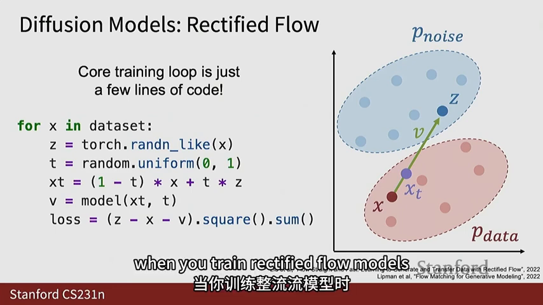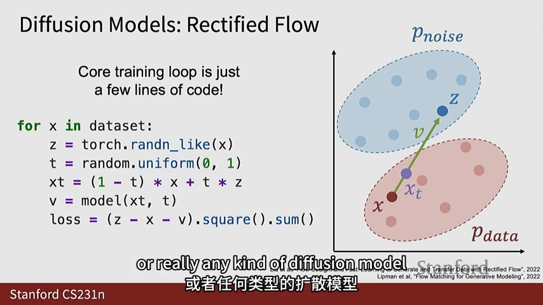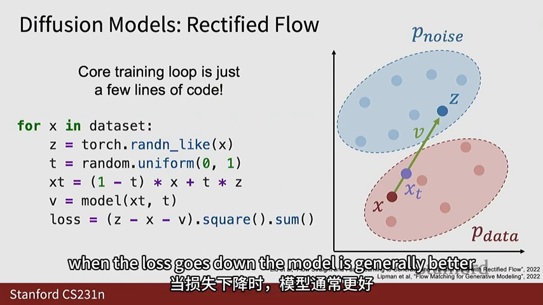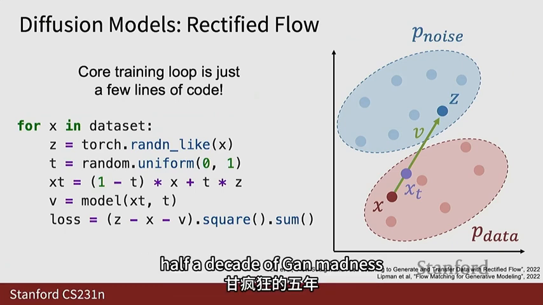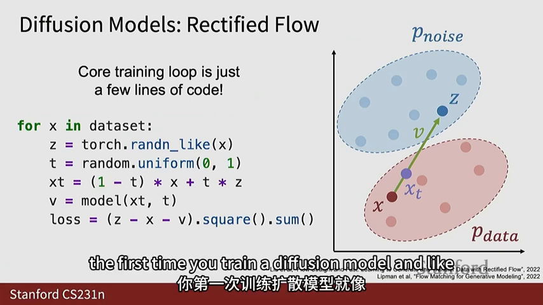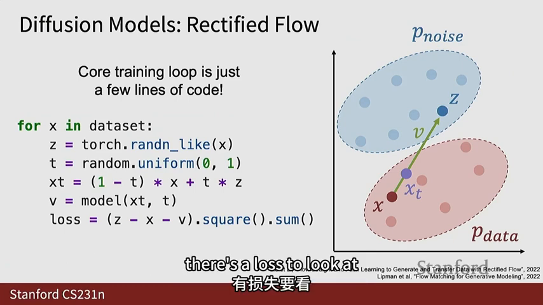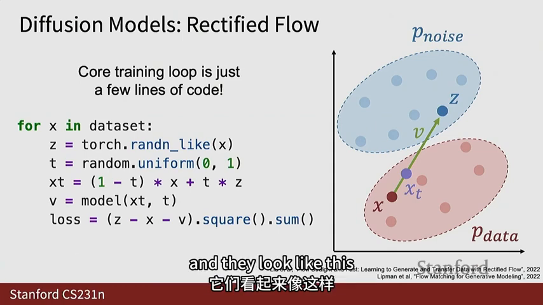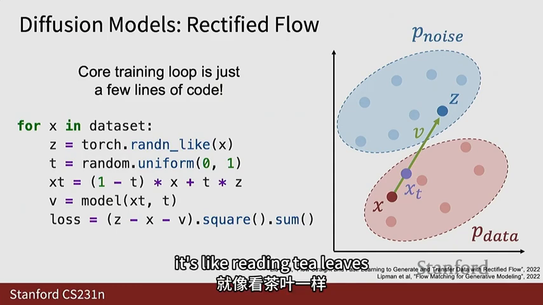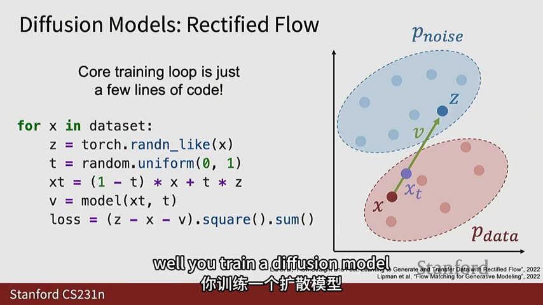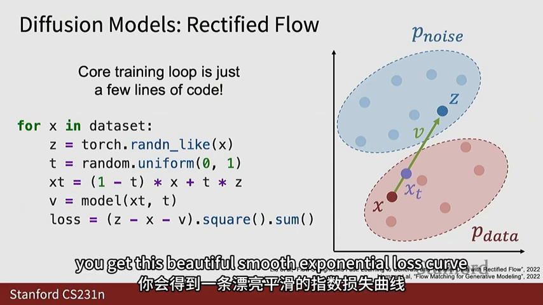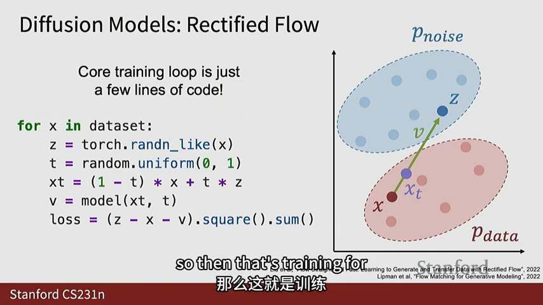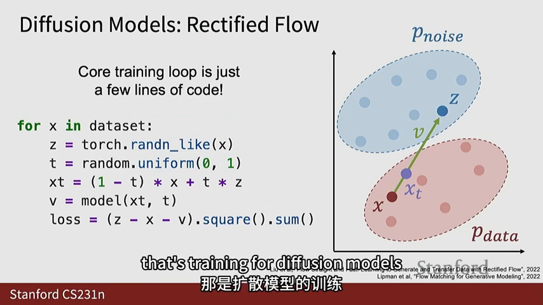Contrast this with GANs. When you train rectified flow models, or really any kind of diffusion model, you have a loss that you can look at during training. When the loss goes down, the model is generally better. For those of us that went through half a decade of GAN madness, the first time you train a diffusion model and there's a loss to look at, it's like, oh my God, this is an amazing thing. How many hours have we spent looking at GAN plots, and you have no idea. It's like reading tea leaves to tell whether or not the model is working well. You train a diffusion model, you get this beautiful, smooth, exponential loss curve, and it just makes you so happy. So that's training for diffusion models.